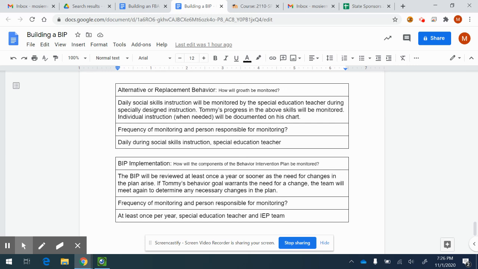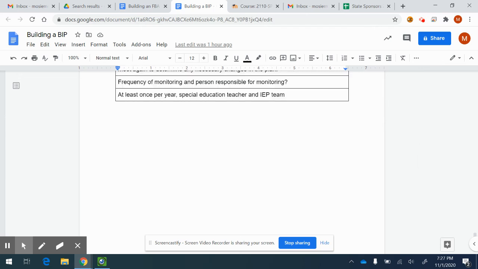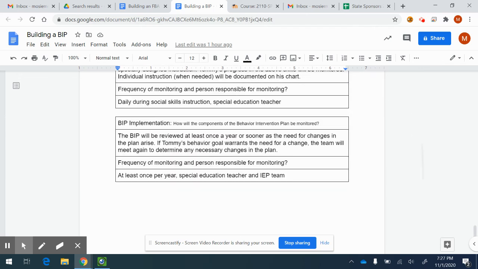So if Tommy's behavior goal warrants a need for a change, the team will meet again to determine any necessary changes in the plan. So you have to let the data drive those decisions. And how often will that be monitored? It will be monitored at least once a year, and that will be monitored by the special education teacher and the IEP team because we're not going to make changes to the behavior intervention plan or any parts of the IEP without the IEP team meeting. So those are the parts of Tommy's behavior intervention plan.